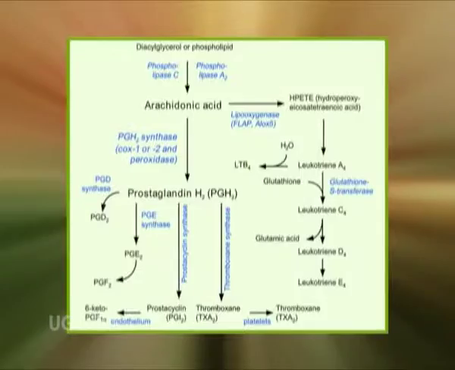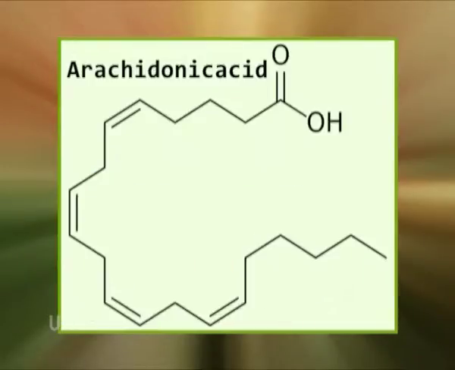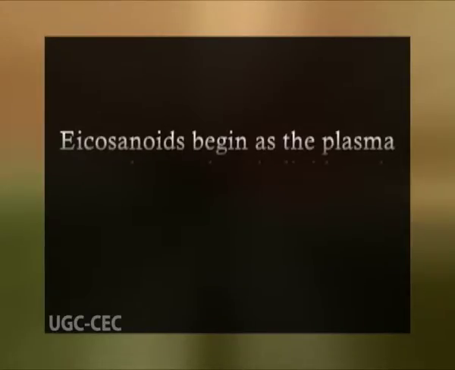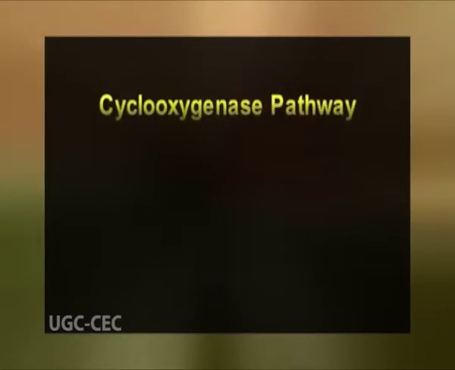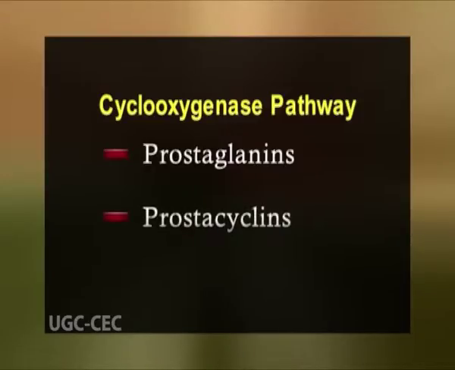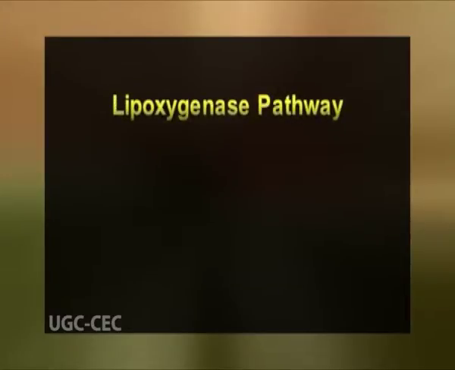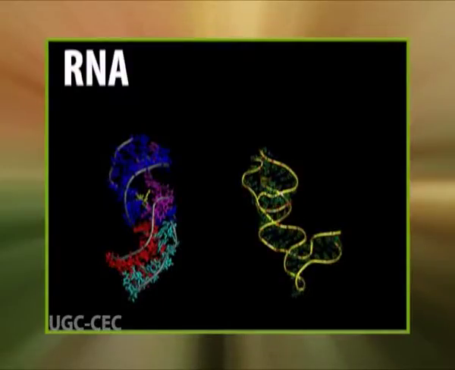Eicosanoids. Eicosanoids are also synthesized from arachidonic acid found in the plasma membrane. Eicosanoids begin as the plasma membrane phospholipids and are modified by 2 different pathways. The cyclooxygenase pathway creates prostaglandins, prostacyclins, and thromboxanes. The lipoxygenase pathway creates leukotrienes. In addition to these signaling molecules, other important signaling molecules include calcium ions, nitric oxide, non-coding RNA.